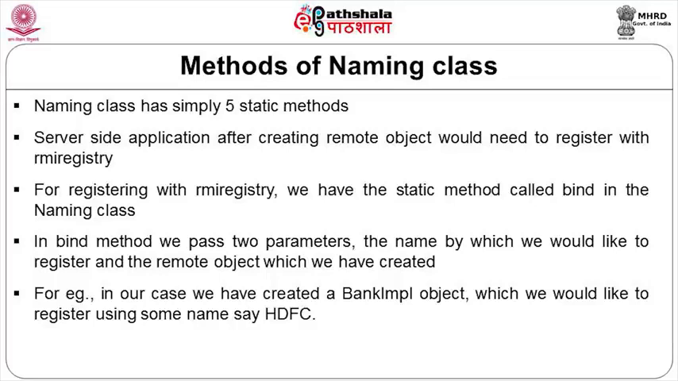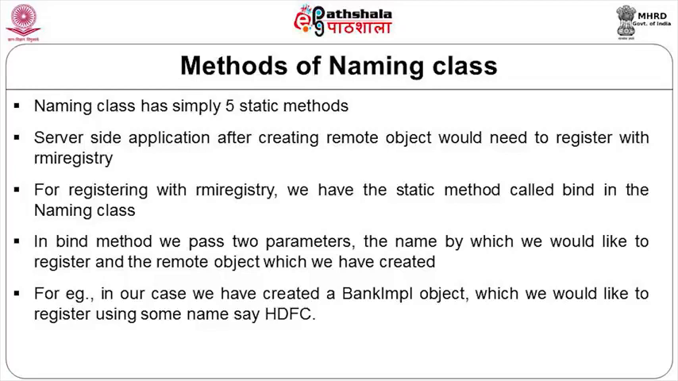What would be initially used by the server side application in order to register? Yes, it wants to register. So the first step normally on the server side is that the server side application creates the object of the remote implementation class, and then registers. How does it register? For that, we have the static method in the Naming class called bind. Bind is a method where we pass 2 parameters: a name, the name by which we would like to register, and the remote object which we have created. Those two will be passed as parameters to the bind method.